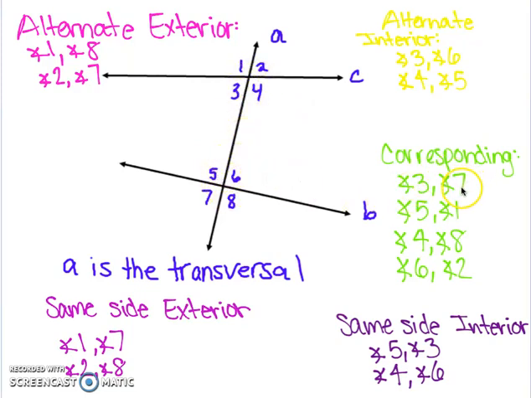Then we have many corresponding angles. We have 3 and 7, 5 and 1, 4 and 8, and 2 and 6 would be all of our corresponding angles.